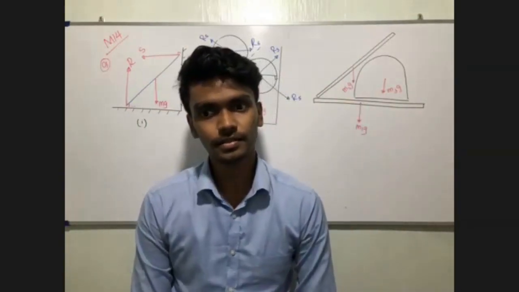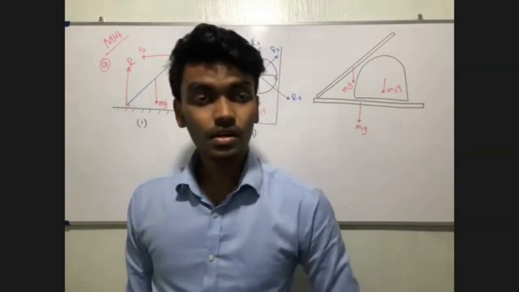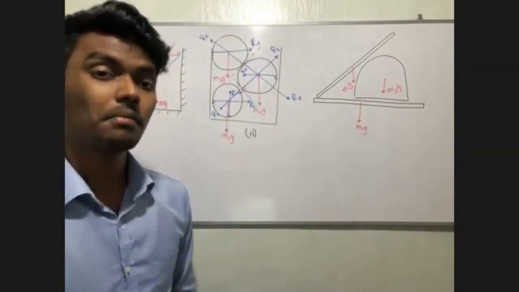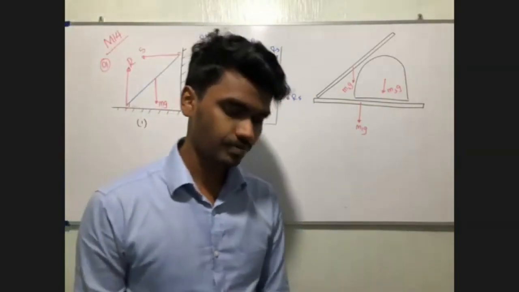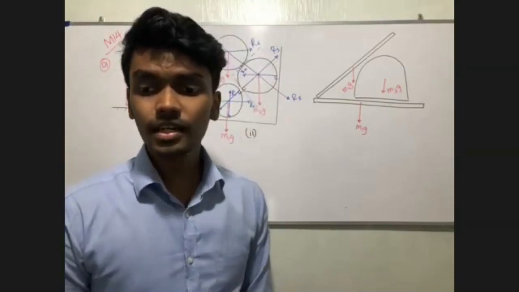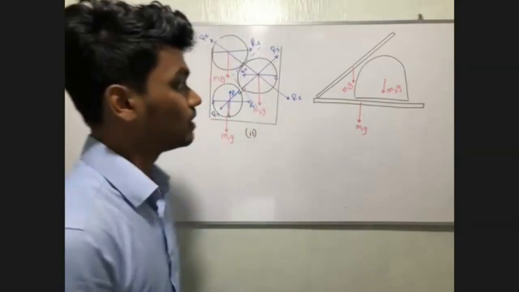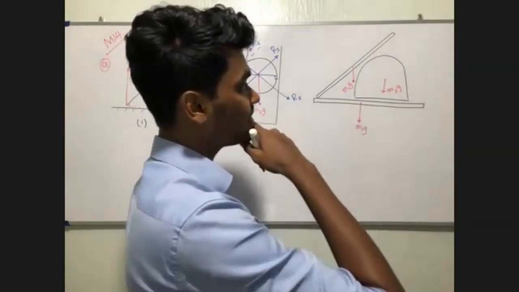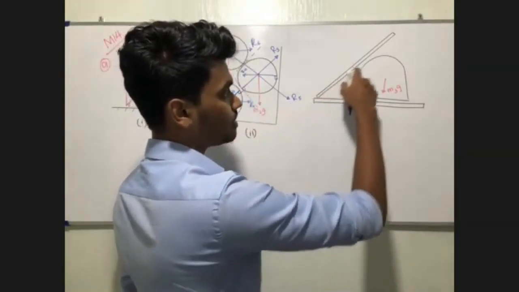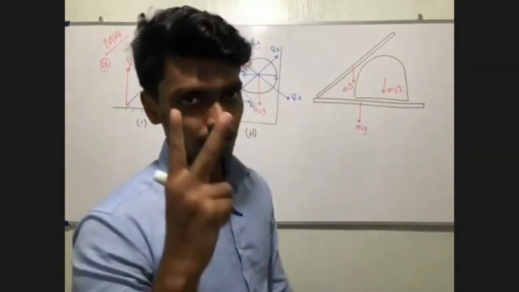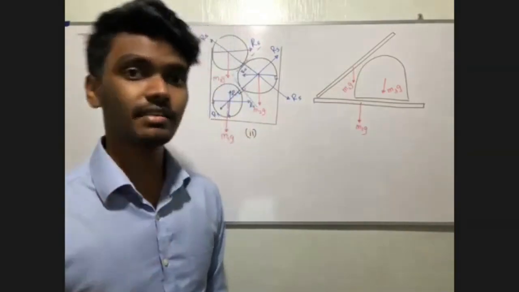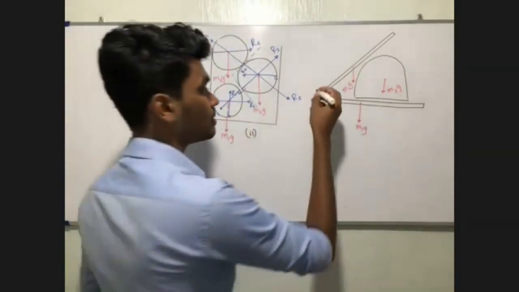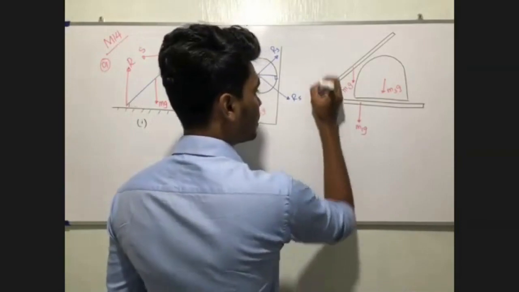Now what? Now you just have to mark the reactional forces. So how many contact surfaces are there? Right, here 1 contact surface, 2, 3. 3 contact surfaces are there. First of all, I will find this contact surface.